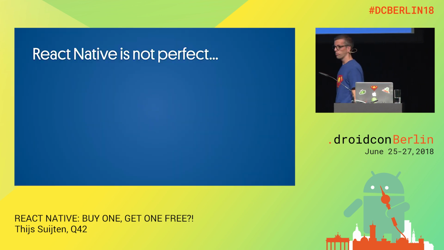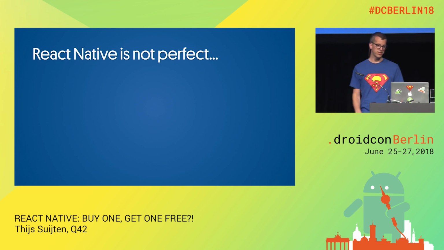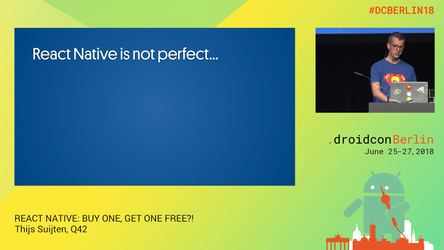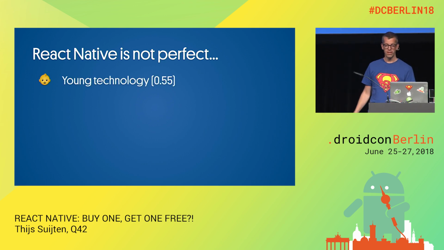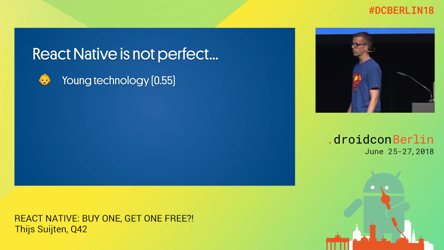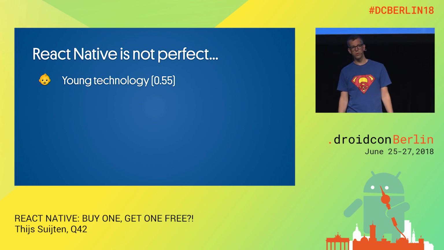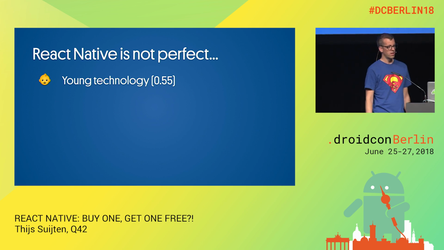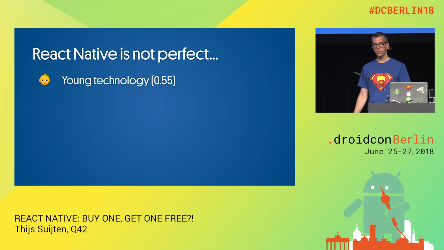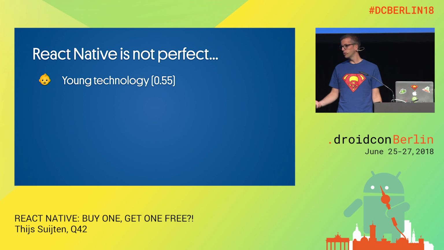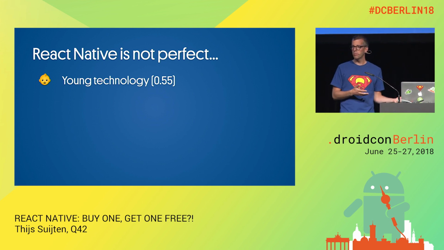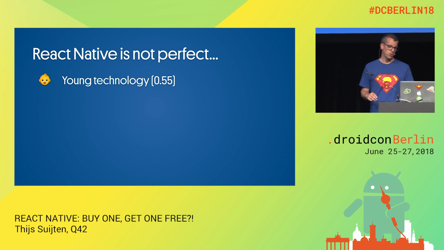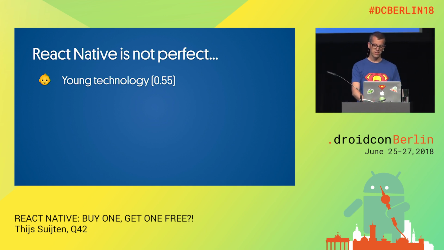But React Native is not perfect. Like nothing is in the world most of the time. For starters, it's still a young technology. React Native has been around for quite a while now, but we're at version 0.55, and it's still young. So you are going to run into stuff you have to try to figure out in the documentation, maybe some bugs and stuff like that. So not all the problems are out of the way yet.